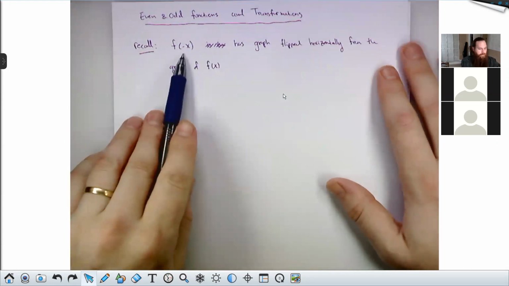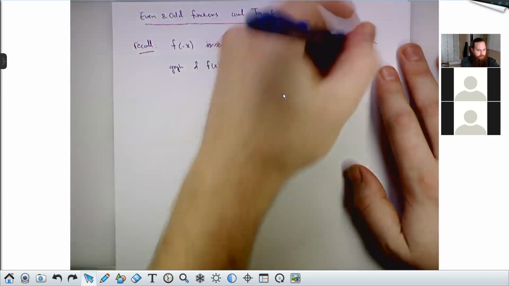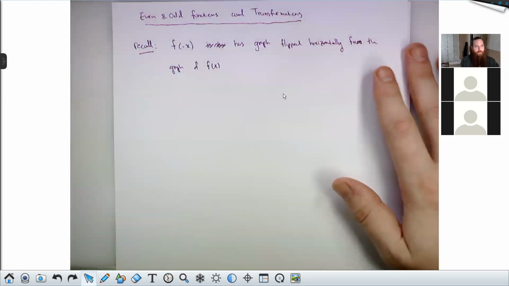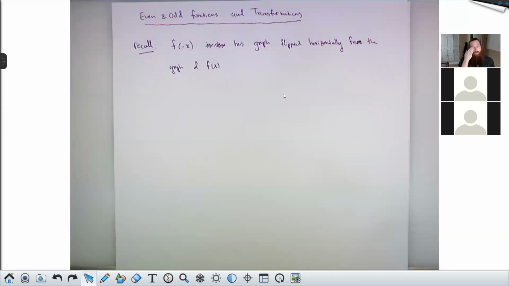F of negative x has graph flipped horizontally from the graph of f of x, right? Multiplying on the inside by -1 flips you horizontally. Yeah, it should be coming into focus now. I'm sorry, this dot cam is ancient.